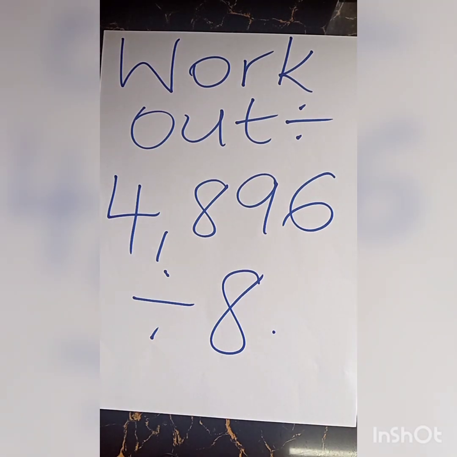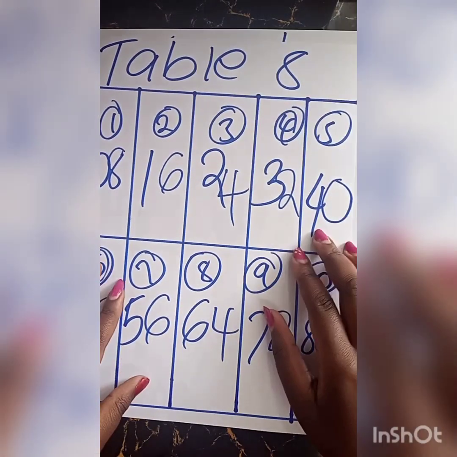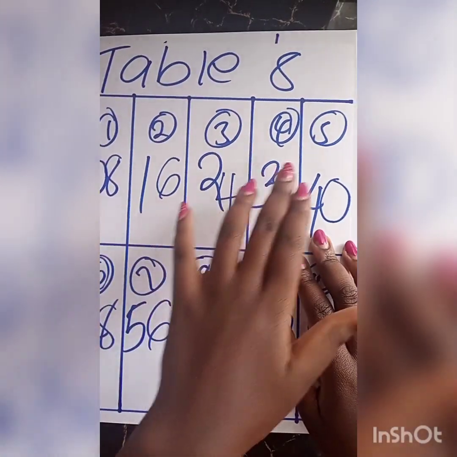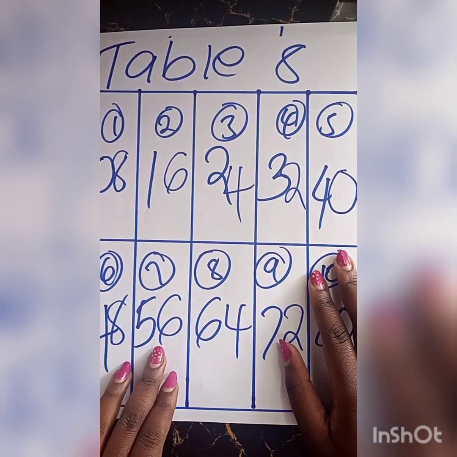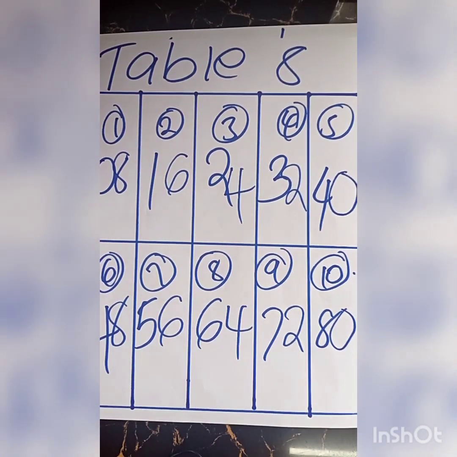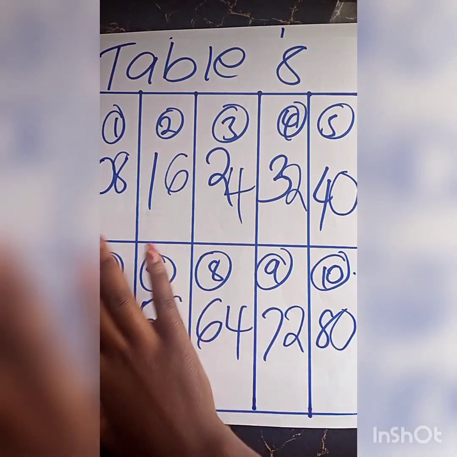Okay? So anytime you see a question like this, the first thing that should come to your mind is that you need to be conversant with table 8. And that's not really a problem because we discussed it at length in our previous lesson. This is what we said about table 8. This is 8 times 1, times 2, times 3, times 4, times 5, times 6, times 7, times 8, times 9, times 10. So now that we know table 8, we can easily answer this question.